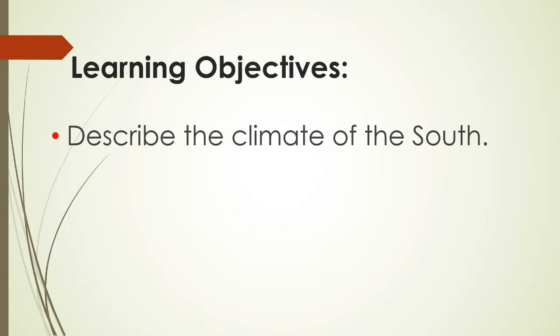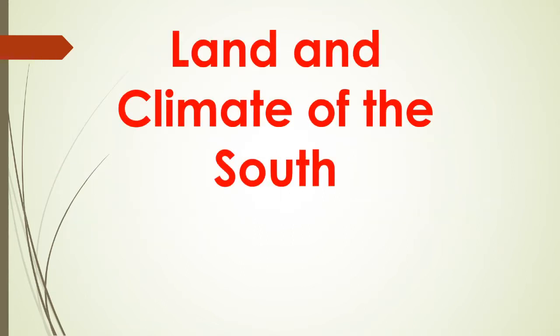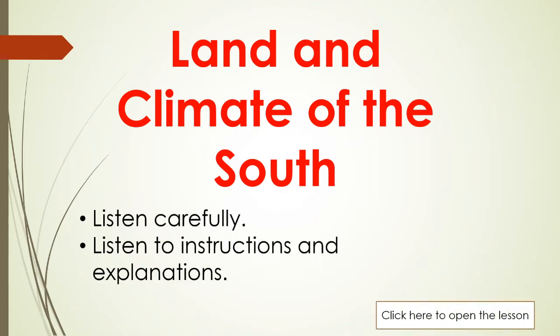Alright, let's continue. So these are our learning objectives for today. First, you're going to describe the climate of the South. Next, you're going to explain how plants and animals have adapted to the environment of the South. So these are our goals for today. Now, let's discuss land and climate of the South. While I'm discussing, I want you to listen carefully to instructions and explanations as patiently as possible. So, without further ado, let's go to the lesson.